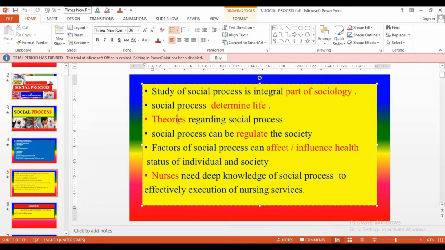Then theories. Theories regarding social process explain the relation between social process and social development. Next, they regulate the society. Every type of social process is essential to control the society and shape the society to become wealthier. Then factors of social process affect or influence the health status of individuals.